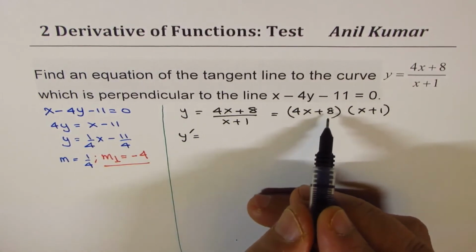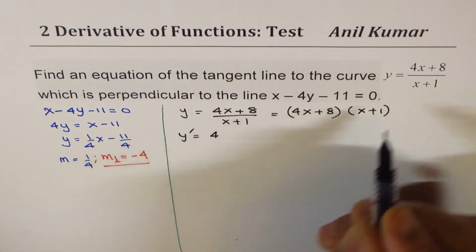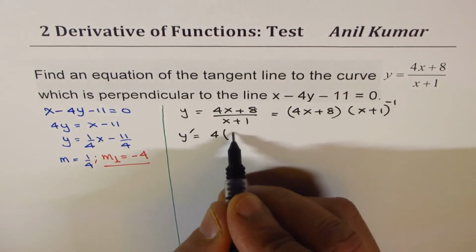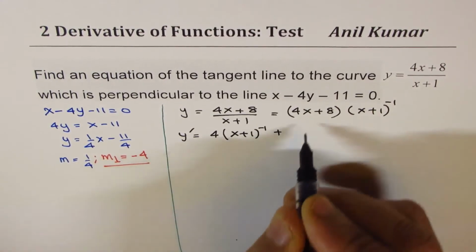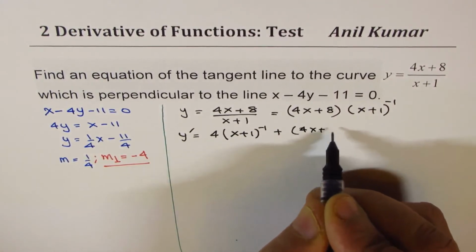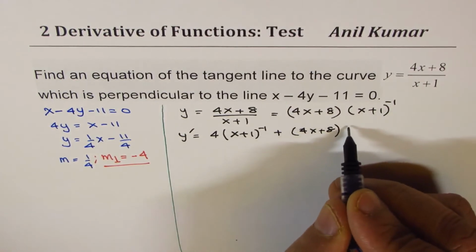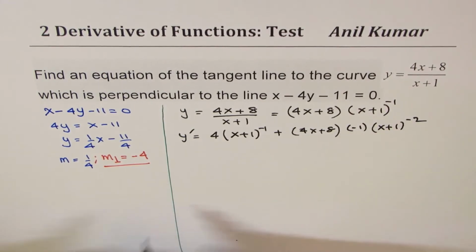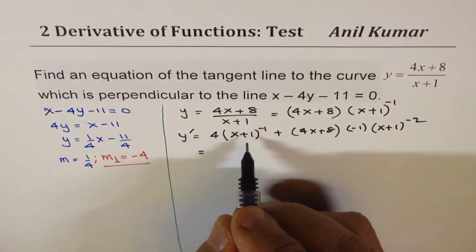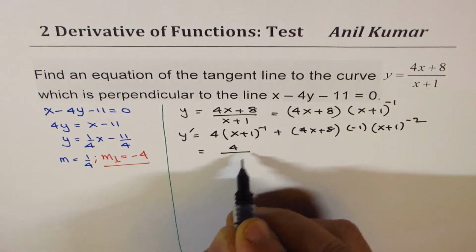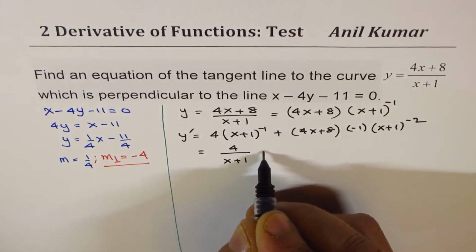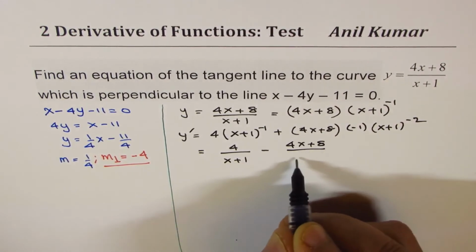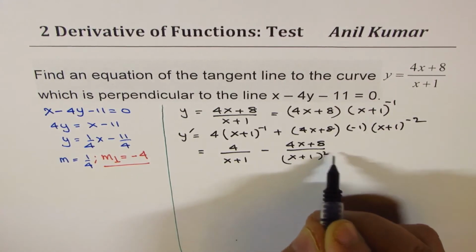So the derivative of the first, which is 4, times the second, which is (x plus 1) to the power of minus 1, plus the first function as such, (4x plus 8), times the derivative of the second, which is minus 1 times (x plus 1) to the power of minus 2. So let's write them as rational expressions. We get 4 over (x plus 1) minus, because of this, (4x plus 8) over (x plus 1) whole squared.